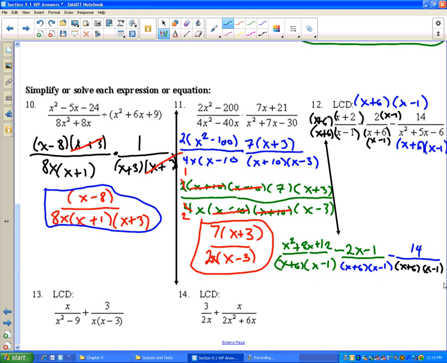Now that I have the denominators all the same, what I want to go ahead and do is keep that one denominator, x plus 6 times x minus 1. Combine like terms. I have 1x squared. 8x minus 2x is plus 6x. 12 minus 1 is 11. Minus 14 is negative 3.